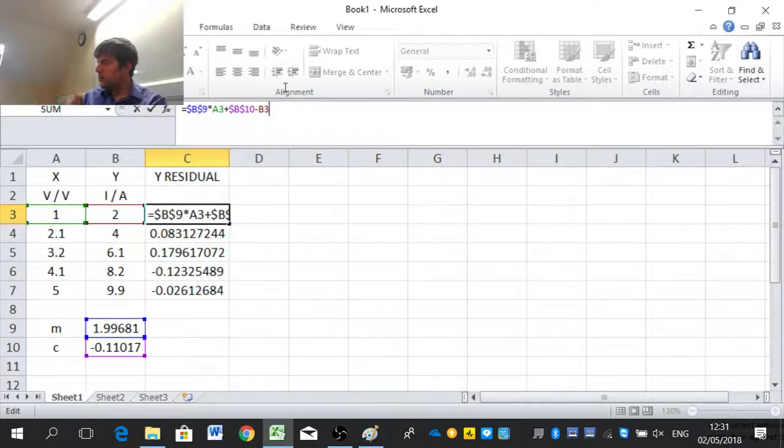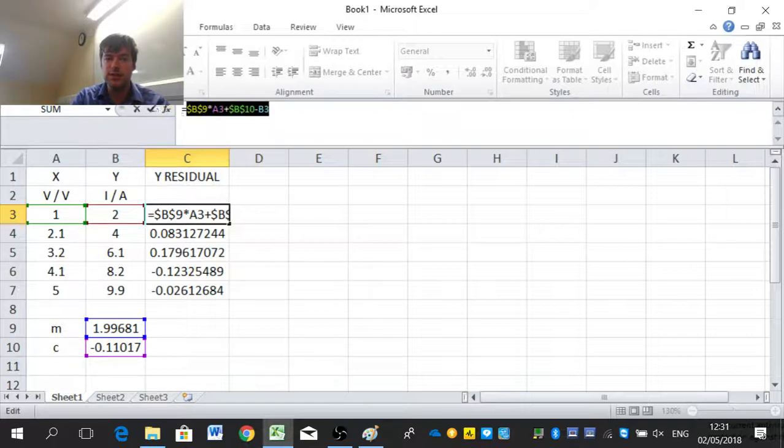Yeah. Now there's one thing left. You notice some of these are positive and some of these are negative. I don't actually care if it's negative. I just want the size. So there's a function in Excel to turn something into positive. Do you know this function from maths class? Absolute. Yes.